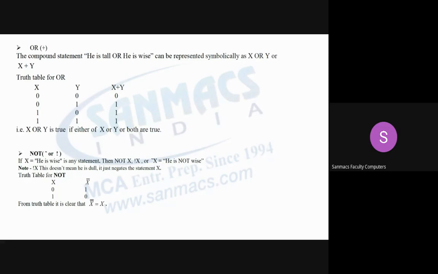Now the third operator is NOT. Let us take a look at the statement X, which denotes "he is wise," and let us say it's any statement. Then not X, or exclamation X, basically means "he is not wise." This does not mean he is stupid or foolish. It just means that we've negated the original statement. In the truth table, X basically will have two values, 0 or 1, and the negated X is going to have 1 or 0. So from the truth table, it is clear that X double bar is basically equal to X.